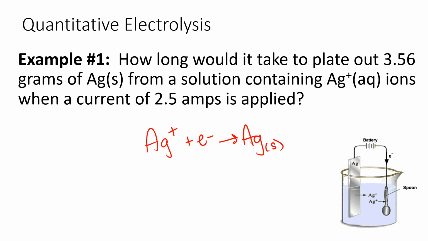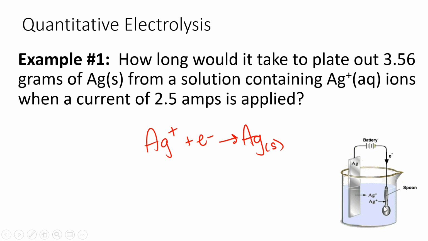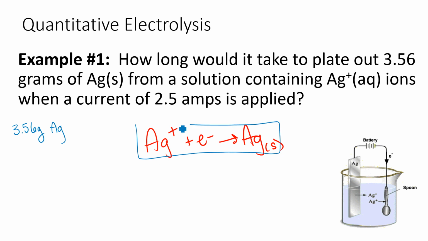So here's an example. We are electroplating silver onto a spoon here, and we want to know how long it would take to plate out 3.56 grams of silver from a solution containing silver plus 1 ion. So we want to consider here's the reduction reaction that's happening here. And this tells us that there's 1 mole of electrons per every 1 mole of silver that is plated out. So that's telling us the electron to mole silver ratio.